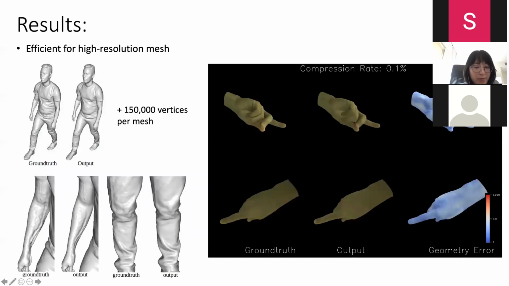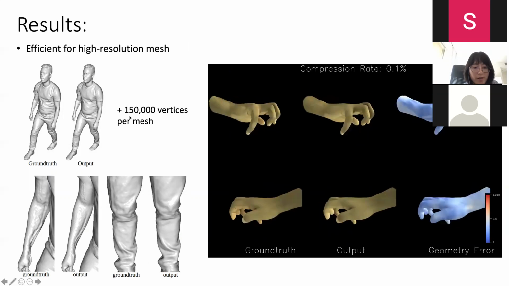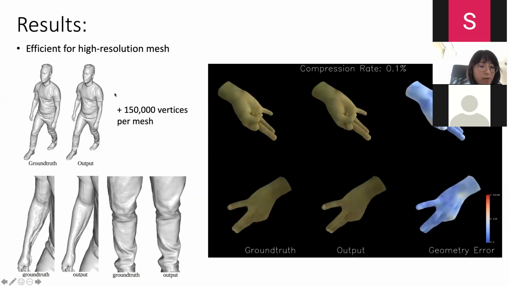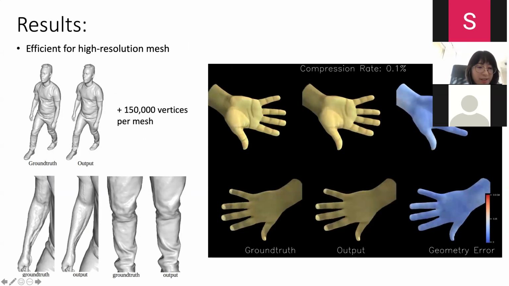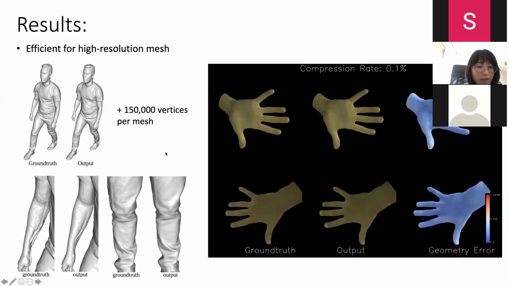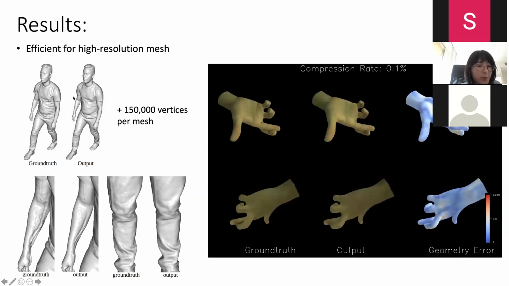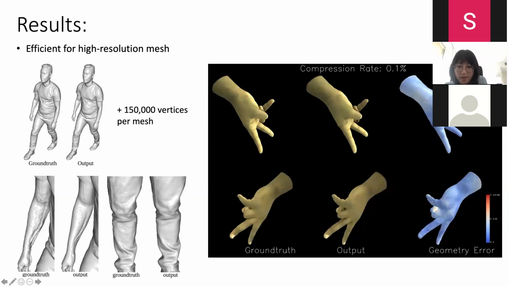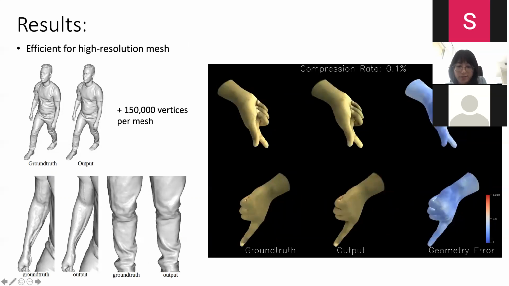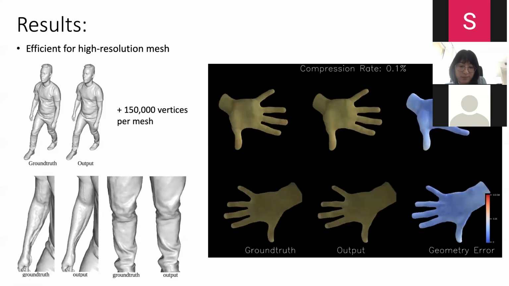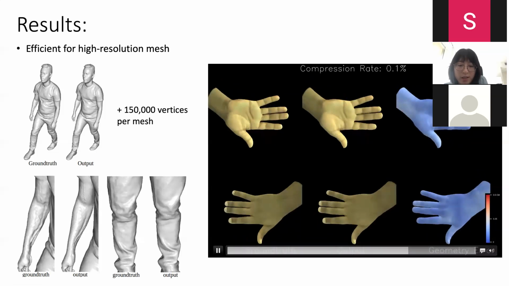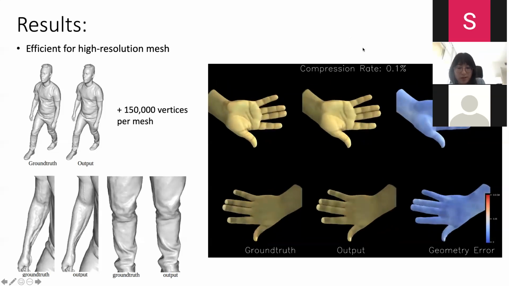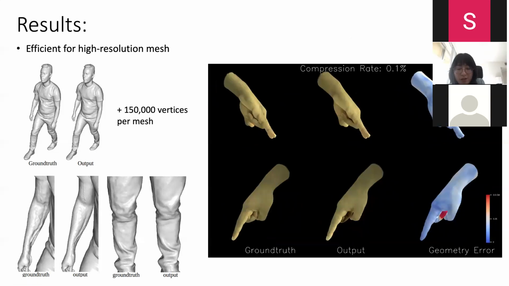For very high resolution meshes, for example, meshes with 150,000 vertices per mesh, we still have very good reconstruction results, like here. Those models are captured from Facebook Reality Lab. On the right side are some results for the human hand. In these experiments, we not only reconstruct the XYZ position of the vertices, but also the color of the vertices.